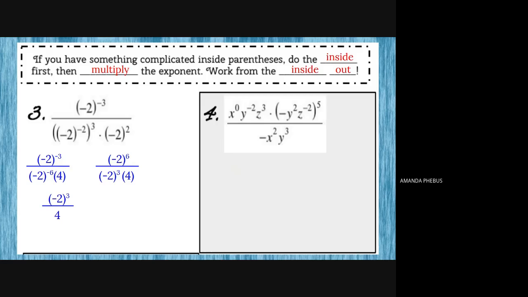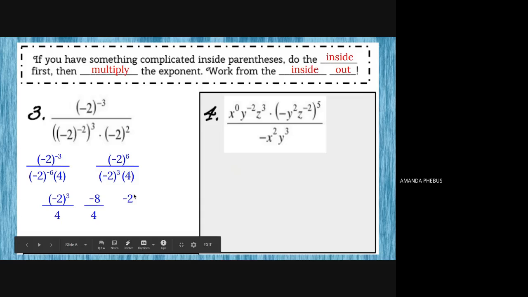So this is just a different way. -2 to the 3rd is -8. -8 divided by 4 is -2. So if I kept this as -2 squared, right? That's what this was. If I did 6 minus 3 is 3, 3 minus another 2 would be 1. So this is -2 to the first power. So it's a different way of doing the same thing.